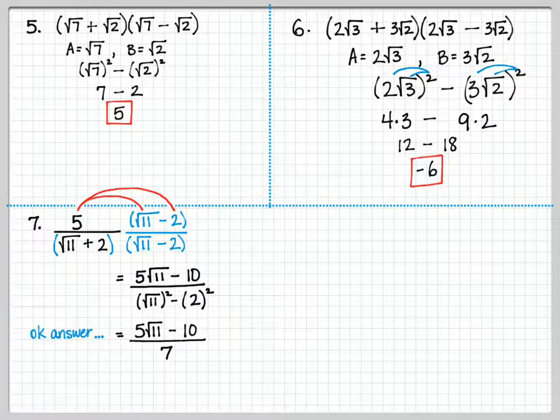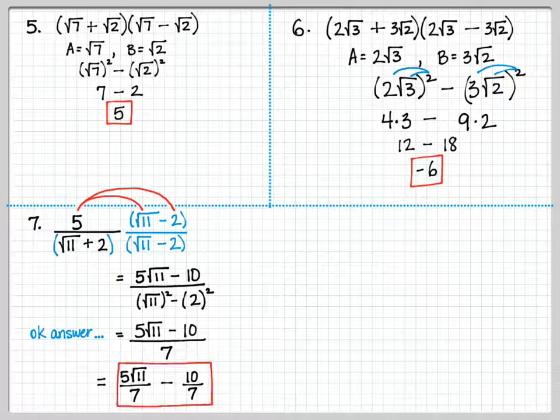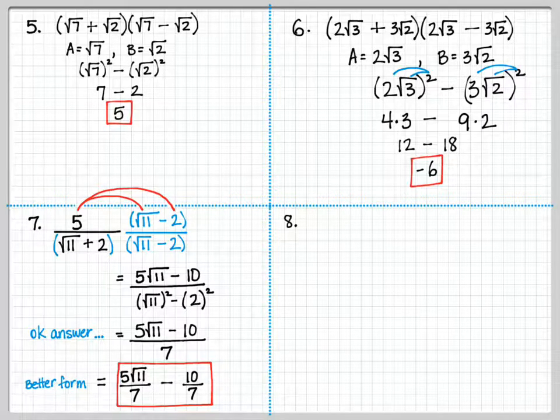Now, that would be an okay answer, but it's really not the best form. As we go further in this topic, we're going to find that a better form would be to write each one of those parts of the numerator over the denominator. So 5 root 11 over 7 minus 10 over 7, because they're both being divided by 7. And this is the better form to finish the answer with.